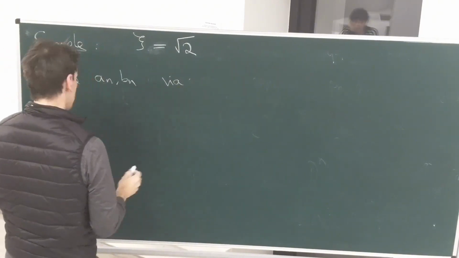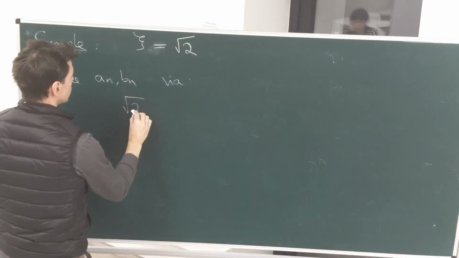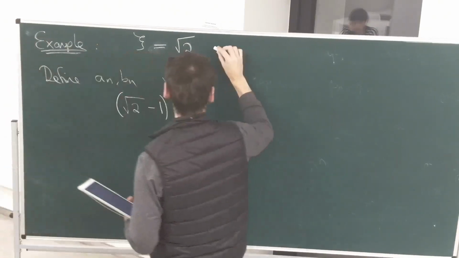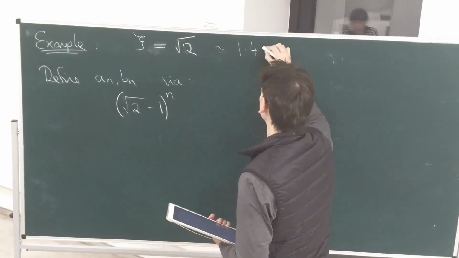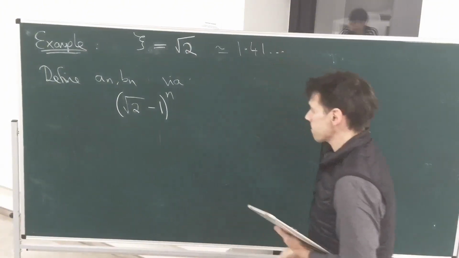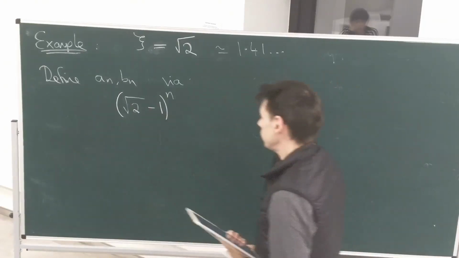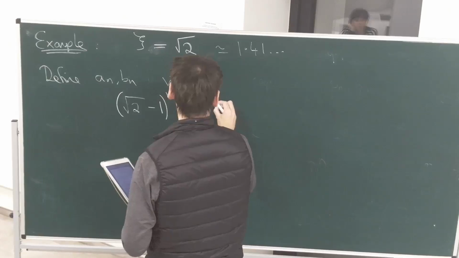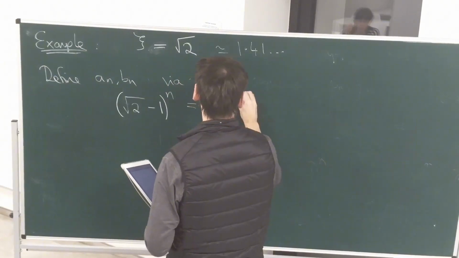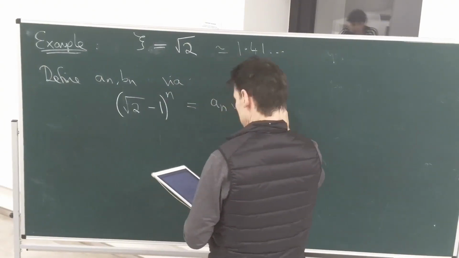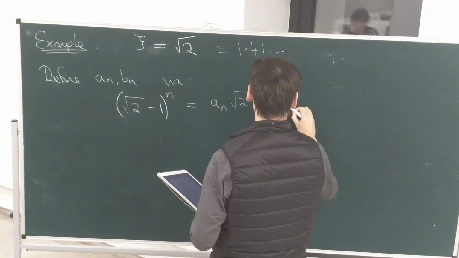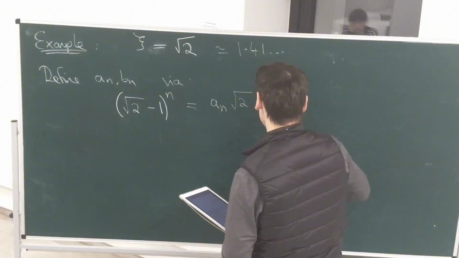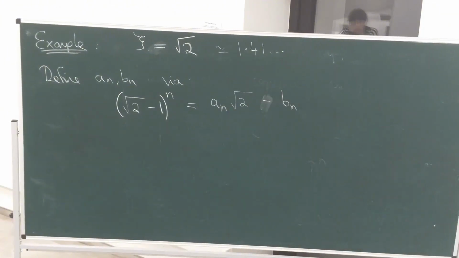So what we can do is write square root of 2 minus 1 to the n. Recall, square root of 2 is about 1.41 something. So we're going to look at square root of 2 minus 1 to the power n. And we can always write this as an integer times the square root of 2 plus, sorry, actually it should be minus.